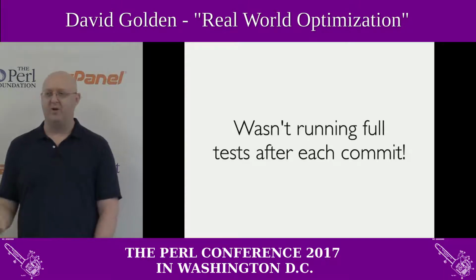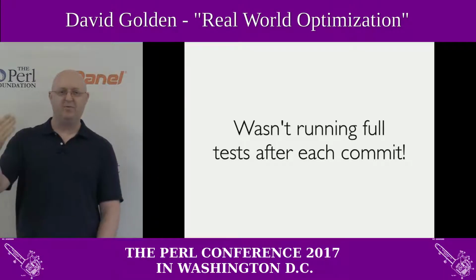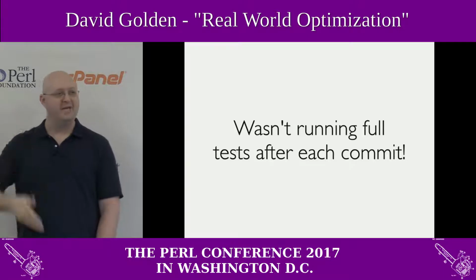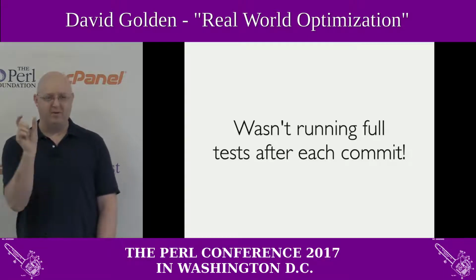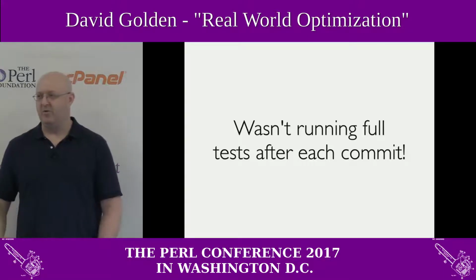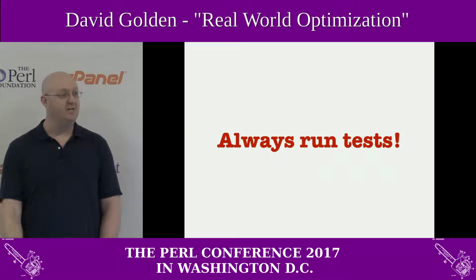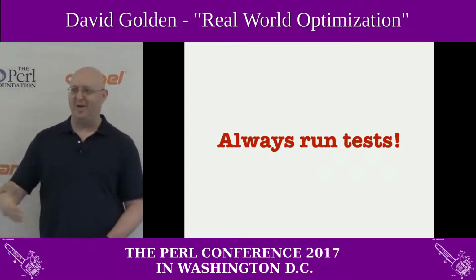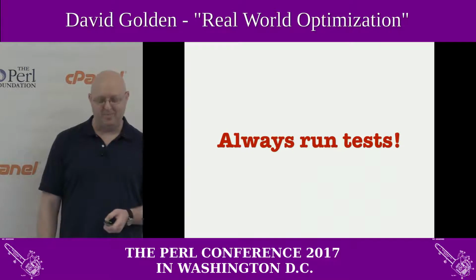And I wasn't running all of my tests after every commit. I was doing all this optimization. I was very excited, but I didn't rerun the full test suite and make sure I hadn't broken everything. I ran small parts of the test suite, but I didn't run everything. So lesson: always run tests when you're doing optimization. Make sure that nothing has broken every step of the way.